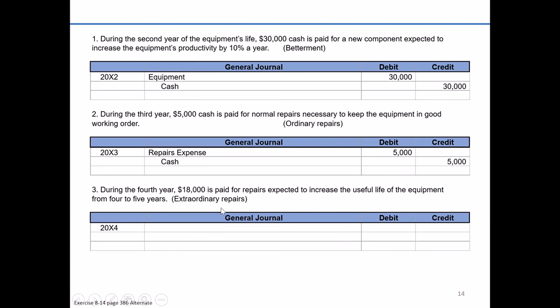That's going to be also debited to an asset account just like a betterment. So we're going to debit equipment for $18,000 and credit cash also for $18,000.